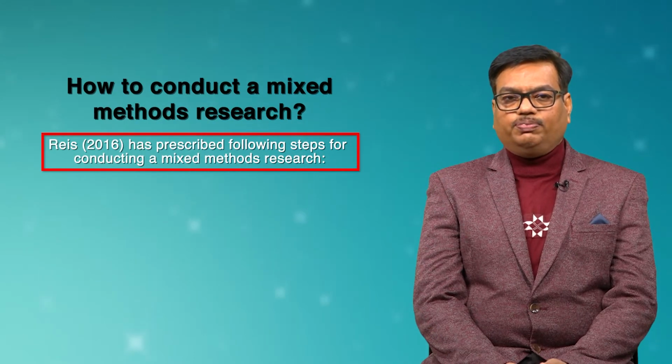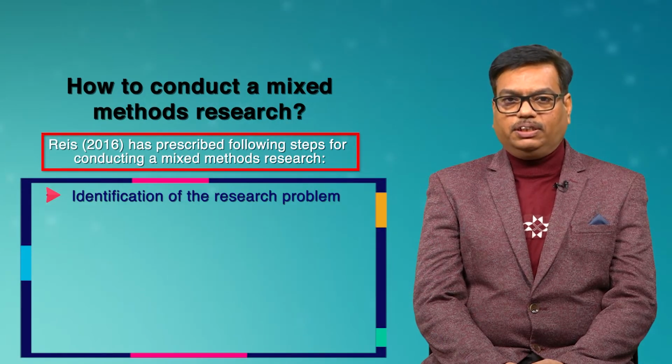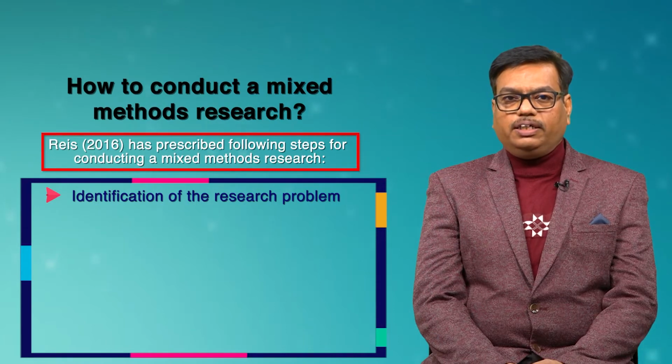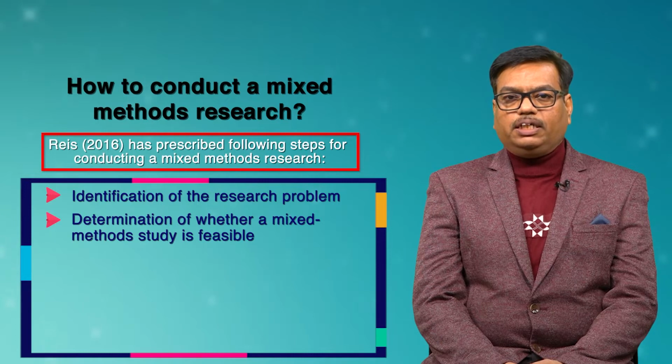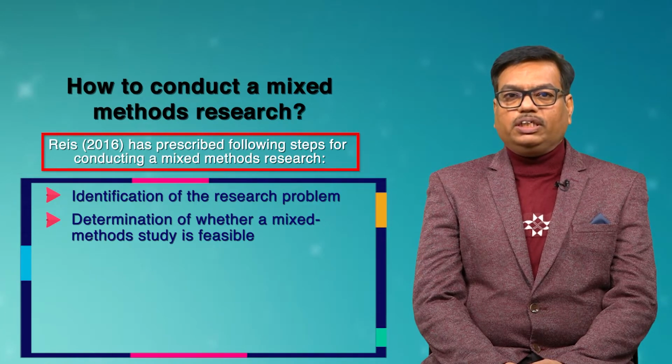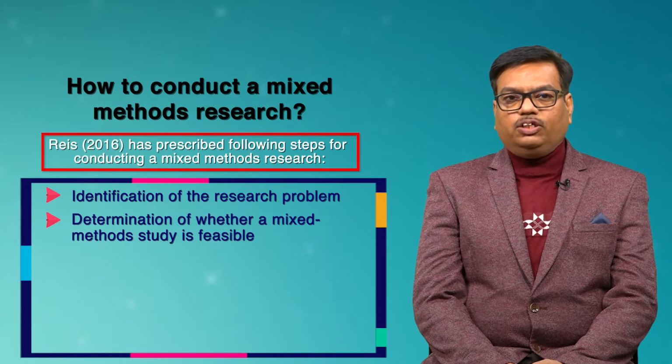Of course, you will start any research with a research problem. So, identification of the research problem is the first step. After identifying your research problem, you are going to determine whether a mixed method study is feasible. It means you have to decide whether you are going to use mixed method or not, and if this study is feasible for mixed method research, then you will proceed towards the next step.